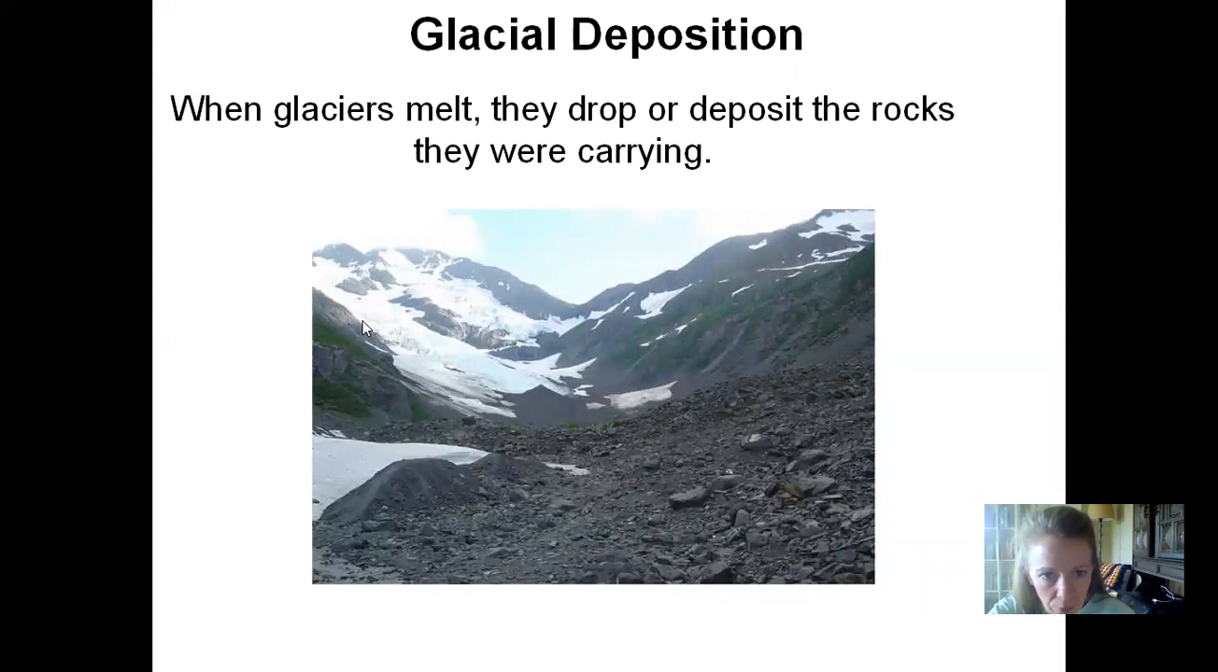So this is a former glacier right here, and this particular glacier extended all the way out here where we see these small rocks. So the glacier has melted. And so when it melted, it left these rocks behind. So this is an example of deposition.